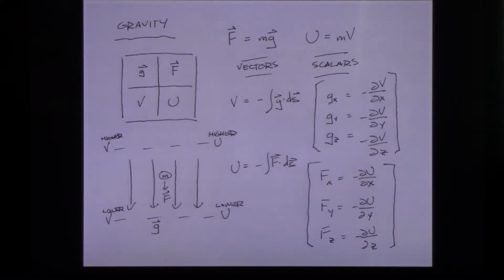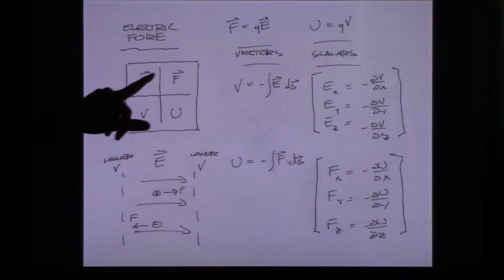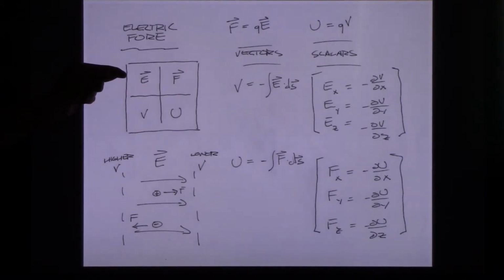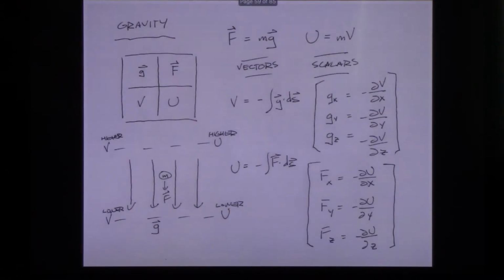All right, here's everything we've done, I want to say, in chapters 21, 22, and 23. What we've done, this is for gravity, sorry about that. What we've done is we've looked at the electric force, and we've looked at the big four: electric field, electric force, electric potential, and electric potential energy. Now, let's bring gravity back in here.